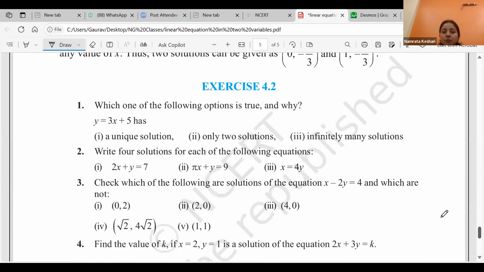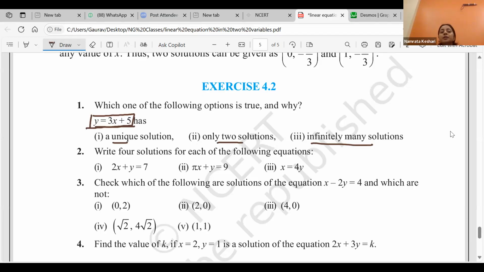Can you see exercise 4.2? Yes, ma'am. Which one of the following options is true and why? y is equal to 3x plus 5. It is a linear equation in two variables, right? We have to say whether it has a unique solution, only two solutions, or infinitely many solutions.